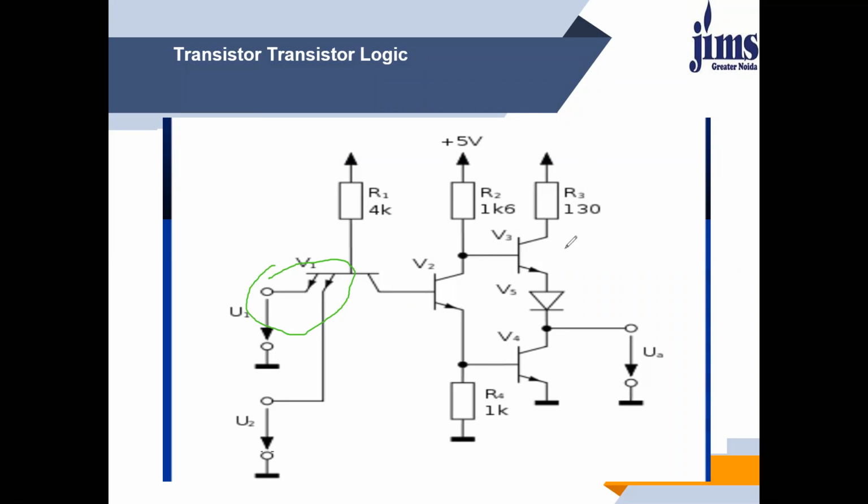What is a totem pole connection? If we connect two transistors and in between a diode is placed, then this is known as a totem pole connection. This diode ensures that no current will flow from this side to this side. Current can flow only from this to this side, and no upward direction current will flow. This is the use of the totem pole connection. That's why we use it.